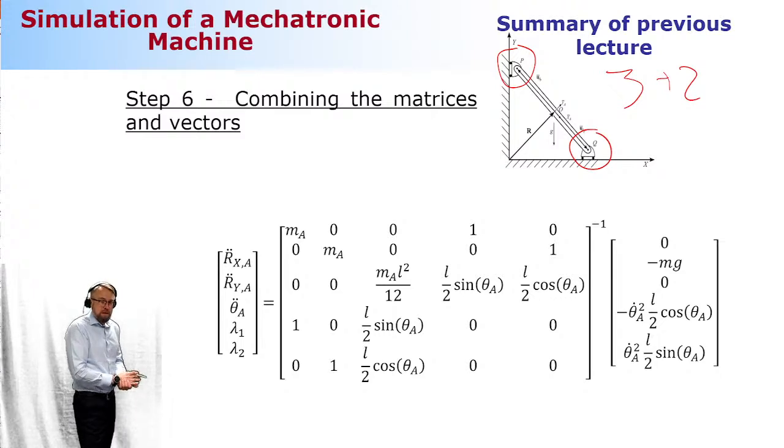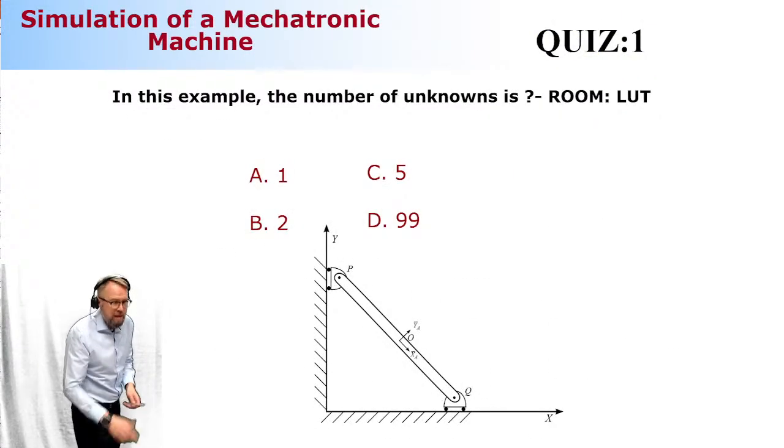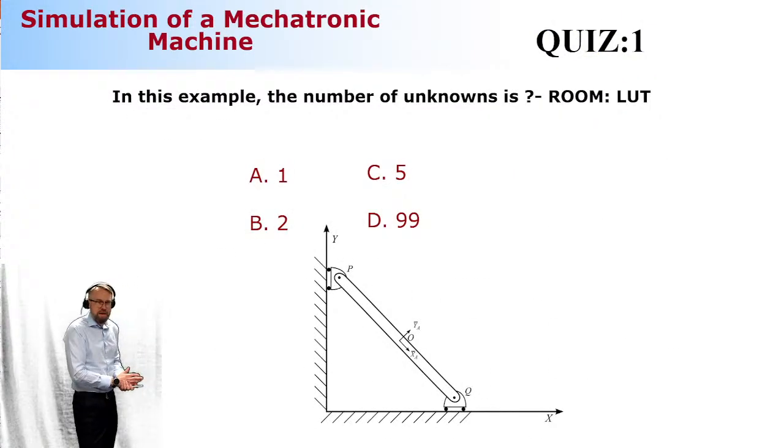Very good. All right, so now I'm going to put this into MATLAB code, and I will solve it. And while I do this in MATLAB, let me ask you this. In this example, the number of unknowns is 1, like one moving body, 2, like two constraint equations, 5, or 99, the bigger the better? Okay, so what's the correct answer? So think about this.